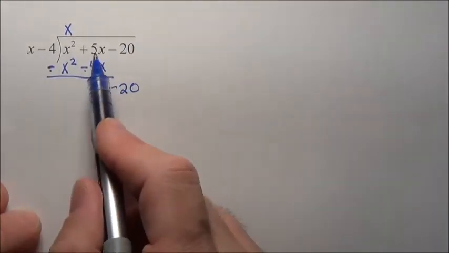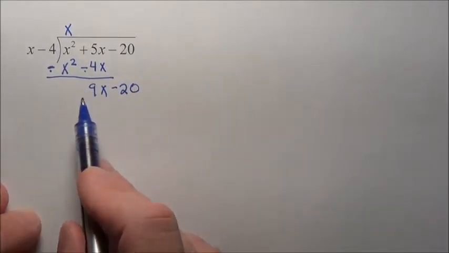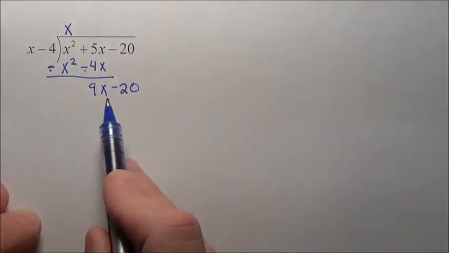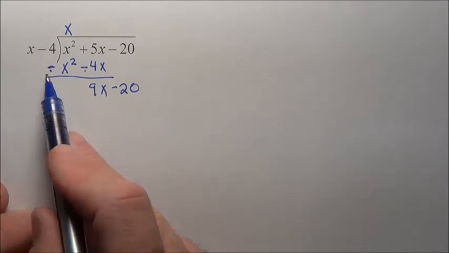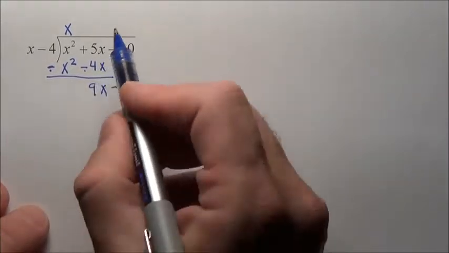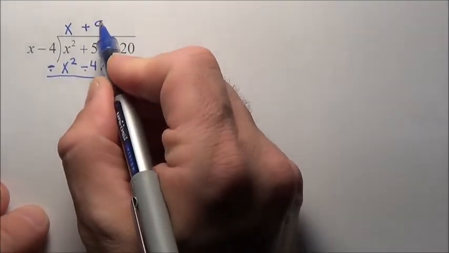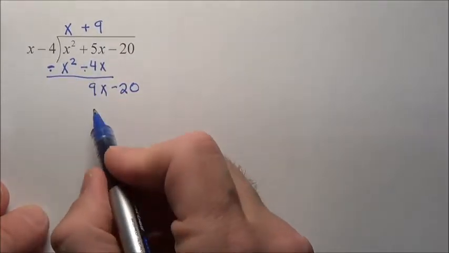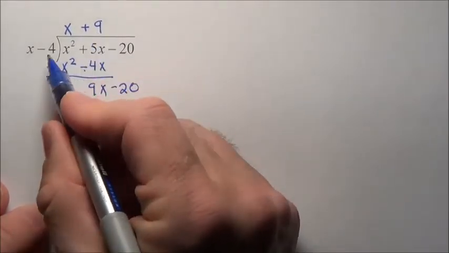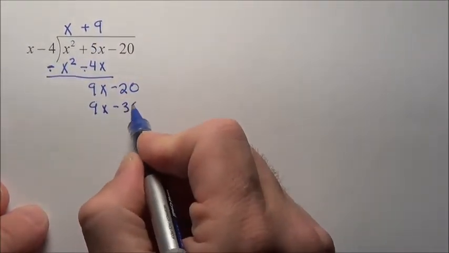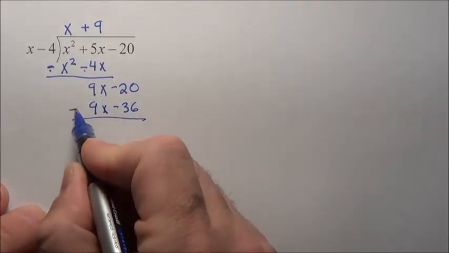I don't try to do x into anything up here. It's now dealing with this down here. X goes into 9x how many times? Well, x times what will give you the 9x? That's going to be a 9. So I write plus 9. 9 times the x, 9x. 9 times that 4, minus 36. I now have to subtract.